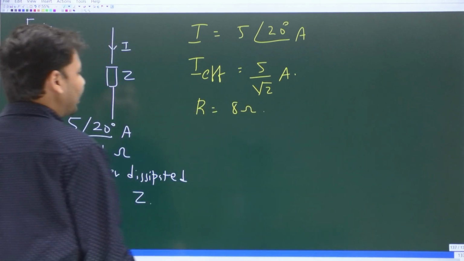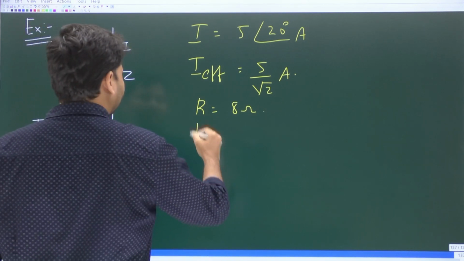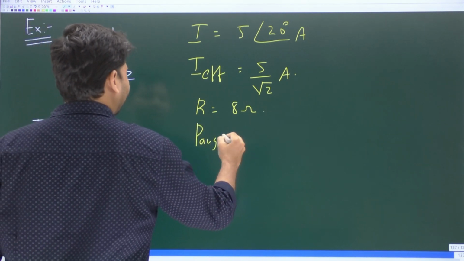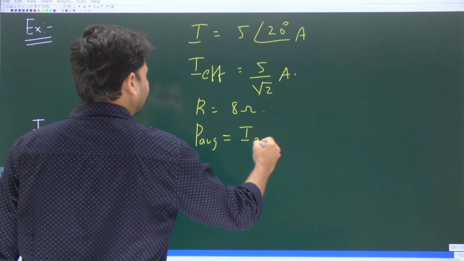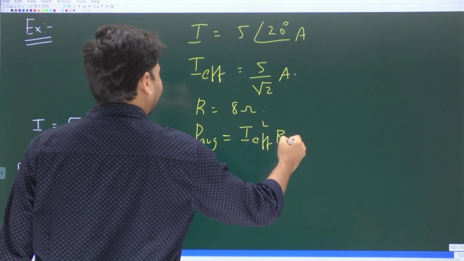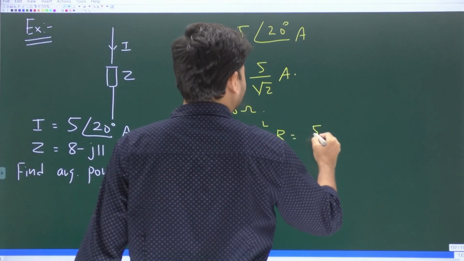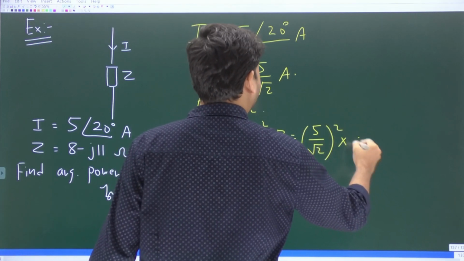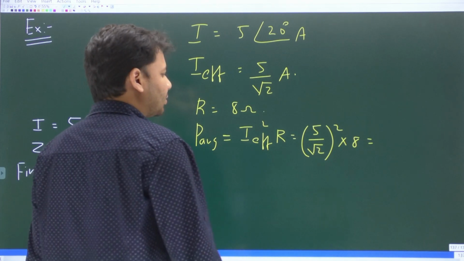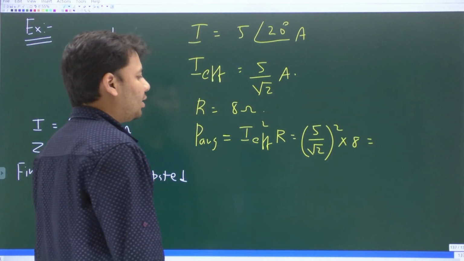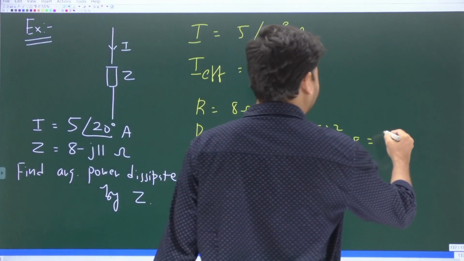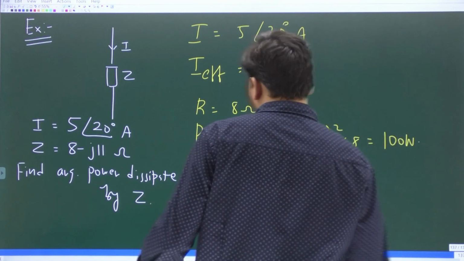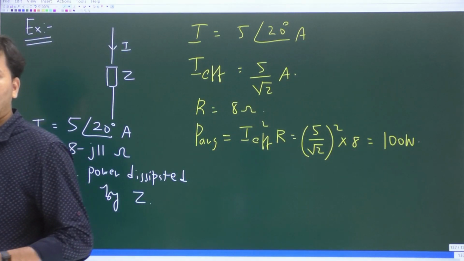So once you know I effective and also the value of R, the average power dissipated by the impedance will be equal to I effective squared into R, which is 5 by root 2 whole squared into 8. Root 2 squared is 2. 8 by 2 is 4. 4 times 25 is 100. I hope all of you got 100 watts.